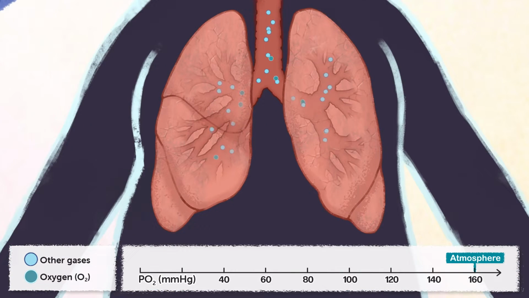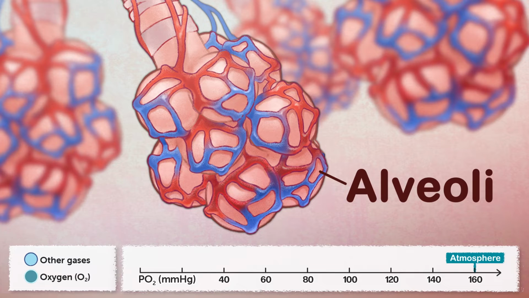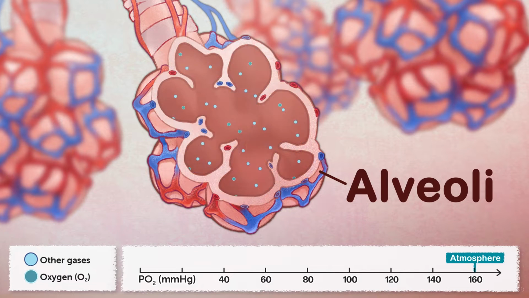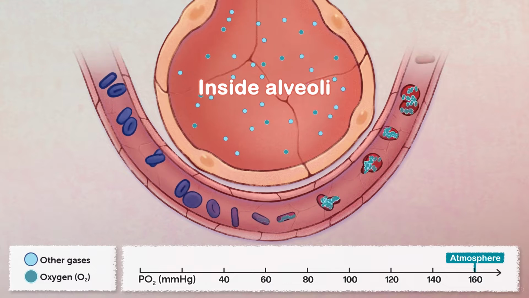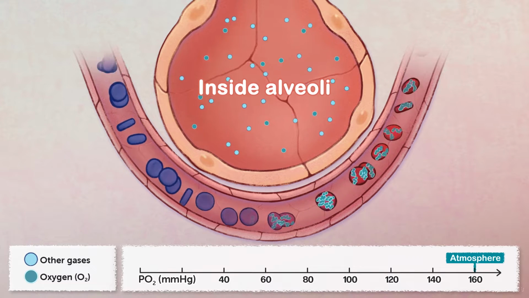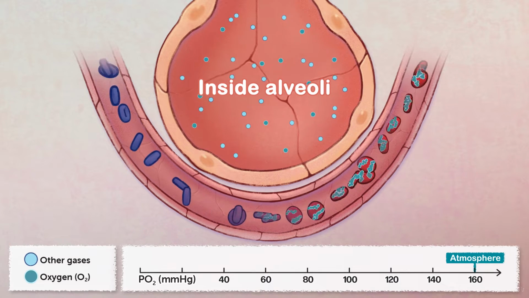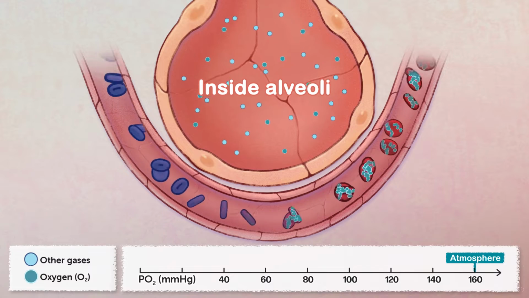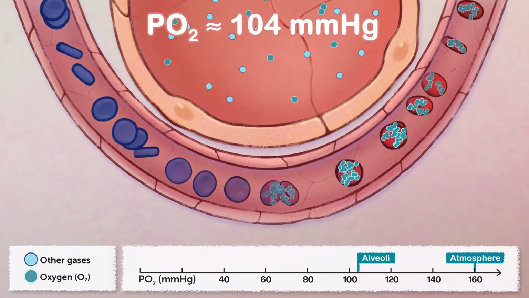The air travels into the lungs through a series of branching tubes, which end in tiny sacs within the lung walls. These sacs are called alveoli. Inside the alveoli, the inhaled air mixes with the air that was already in the lungs, which has less oxygen and more of other gases such as water vapor. As a result, the PO2 in the alveoli is less than in the atmosphere, about 104 millimeters of mercury.